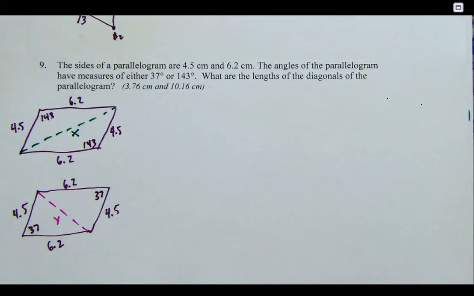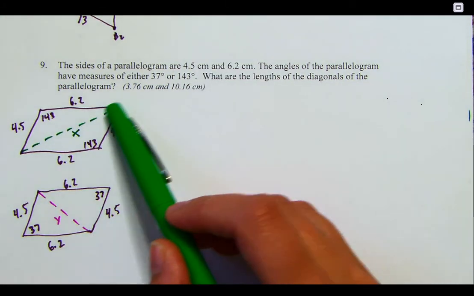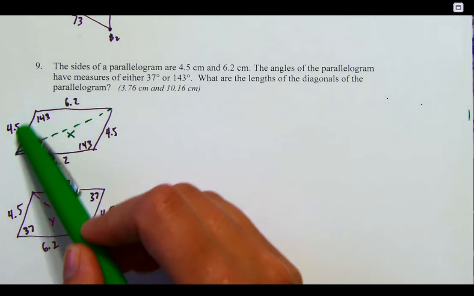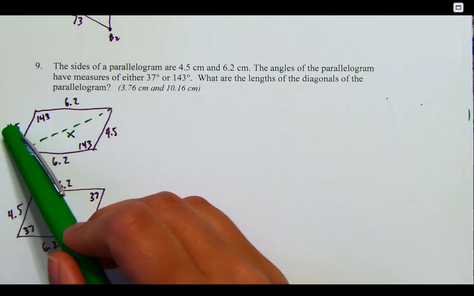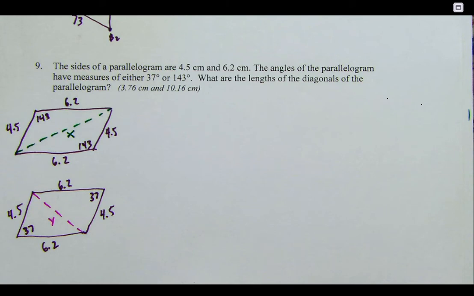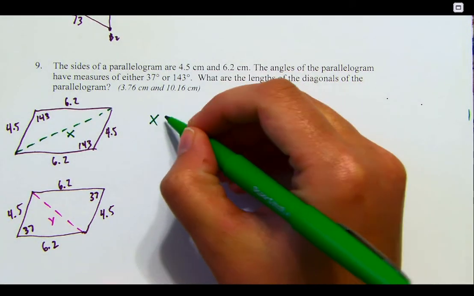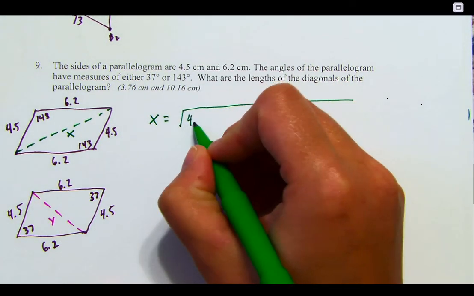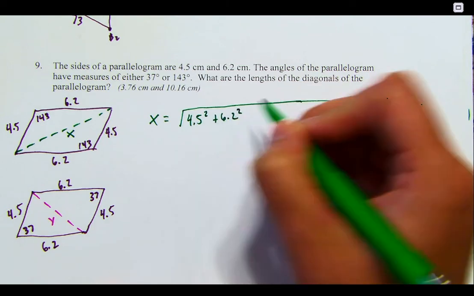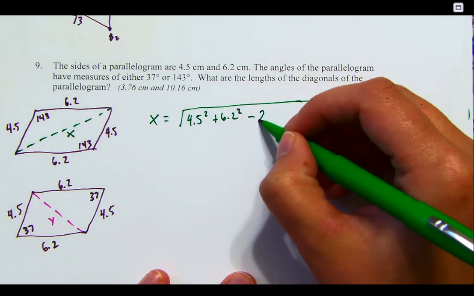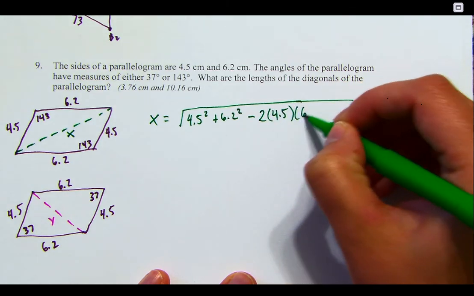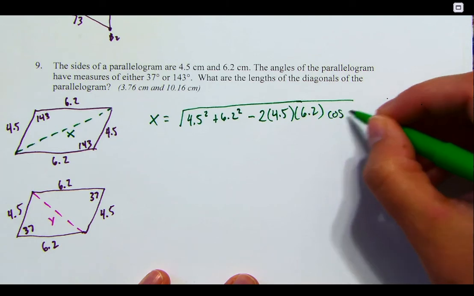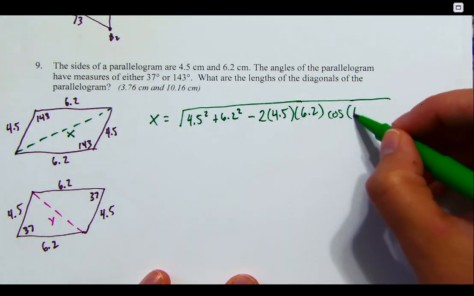Okay, all right. Now, even though we have a parallelogram, we want to focus on the triangle within that. So again, my goal is to find this length right here. So I'm just going to focus on this triangle. I've been given side, angle, side, so I know to use the law of cosines. And I'm finding the side of x. So that's just going to be equal to the square root of my sides, so 4.5 squared plus 6.2 squared minus 2 times 4.5 times 6.2, and then we will have the cosine of the angle across, so that 143.